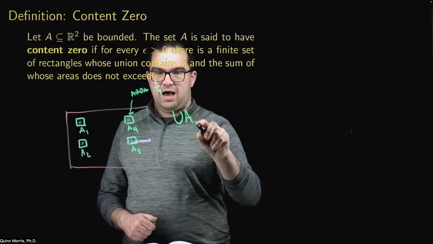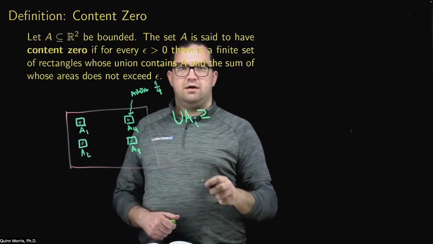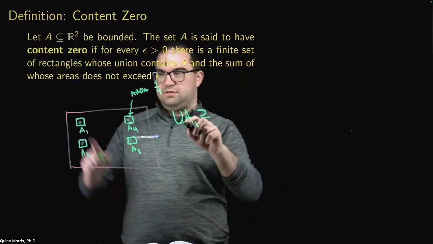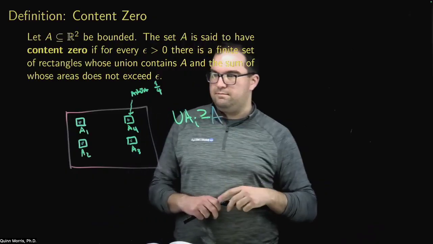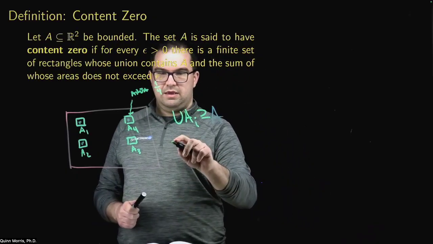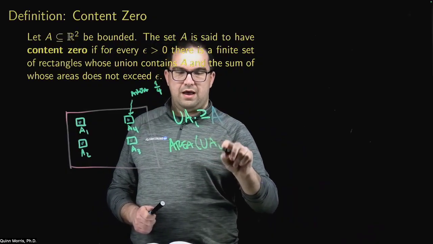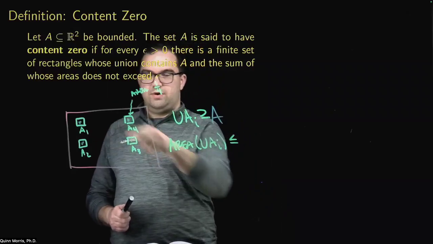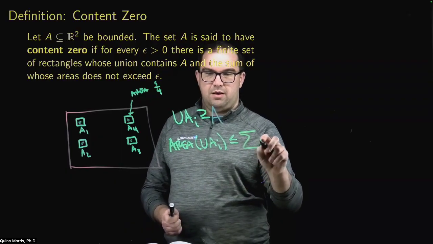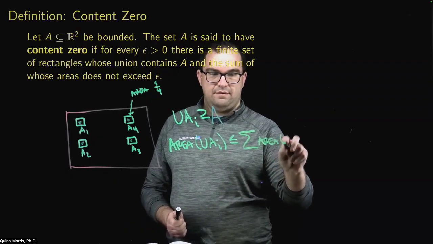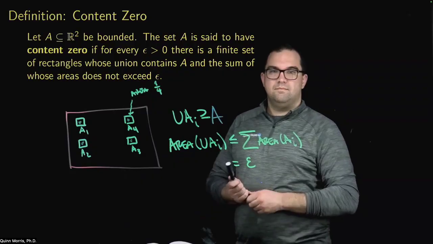So the union of the Ai contains the set A. The set A is just the blue set, the set of points. And the area of the union of the Ai, well, these are disjoint so it'll actually be equal, but in general, even if these overlapped, it'll be less than or equal to the sum of the areas of each Ai, which in this case is just epsilon.